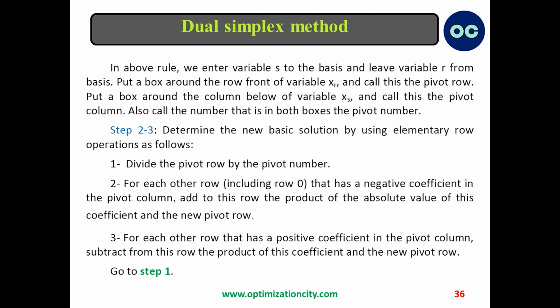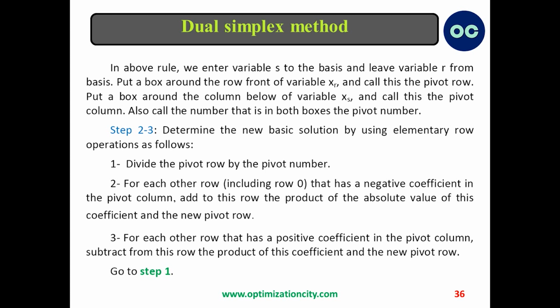In step 2-3, determine the new basic solution using the elementary row operation as follows. We do 3 steps for the elementary row operation. Divide the pivot row by the pivot number. For each other row, including row 0, with a negative coefficient in the pivot column, add to the row the product of the absolute value of this coefficient and the new pivot row.